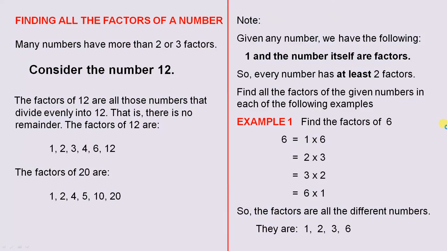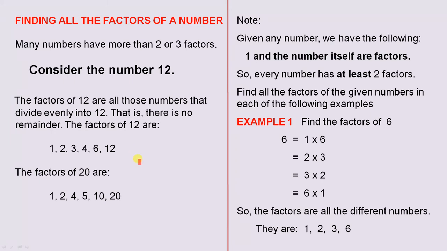Finding all the factors of a number. Many numbers have more than 2 or 3 factors. Consider the number 12. The factors of 12 are all those numbers that divide evenly into 12. That is, there is no remainder. The factors of 12 are 1, 2, 3, 4, 6 and 12. They all divide into 12.